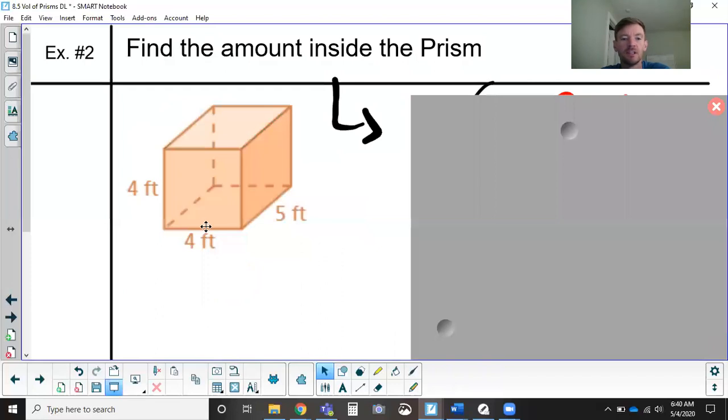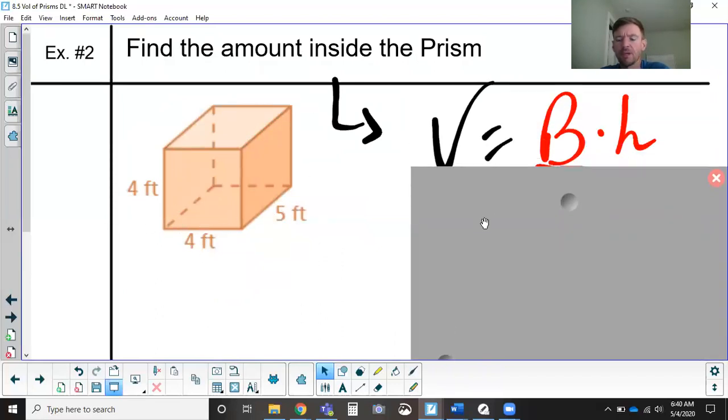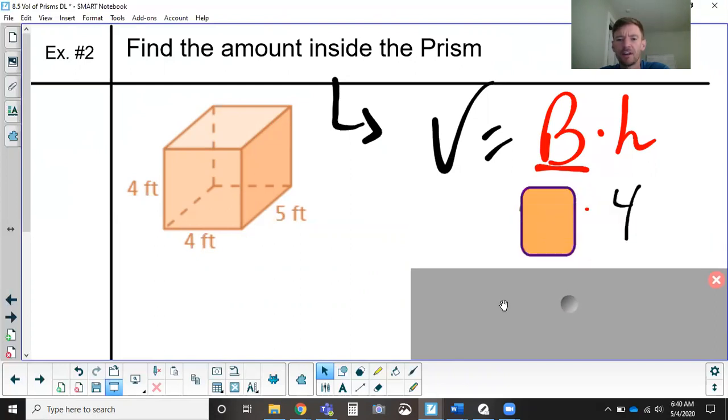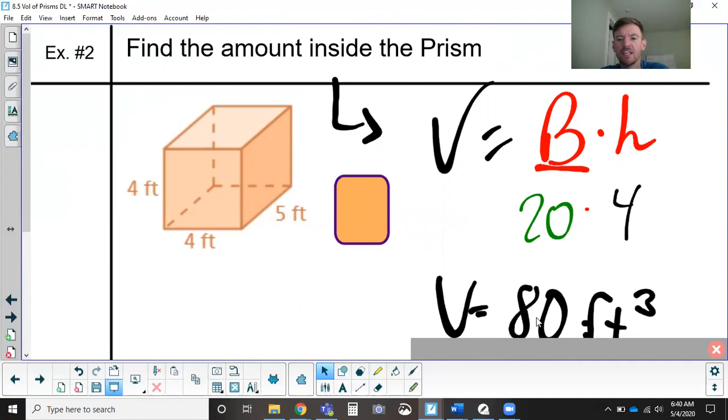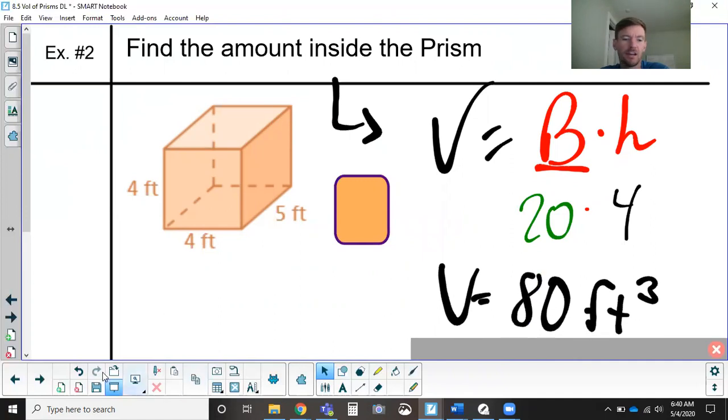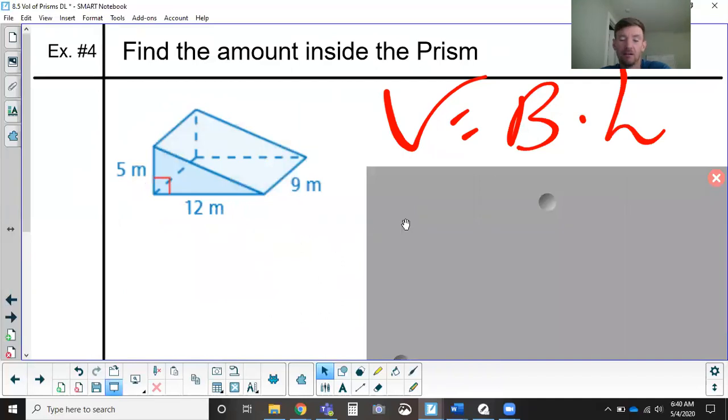Let's do another one. This prism right here is rectangular. Big B times H. The area of the base should be 20 times 4, which is 80. Again, rectangular prisms. Now, triangular prisms: still the same formula, big B times H.